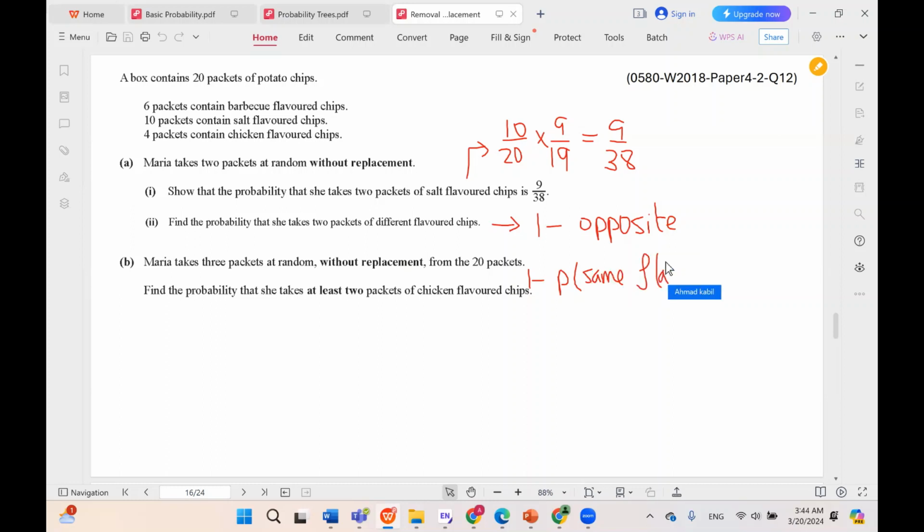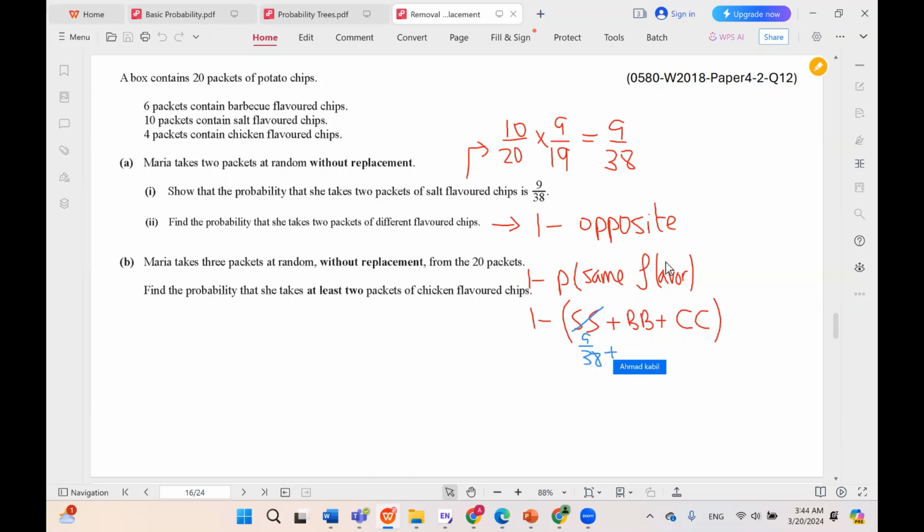What is the probability of same flavor? So the probability of same flavor is the following: either she gets salt, salt, or she gets barbecue, barbecue, or she gets chicken, chicken. Now we already calculated salt, salt in question A I. We got this as 9 over 38.